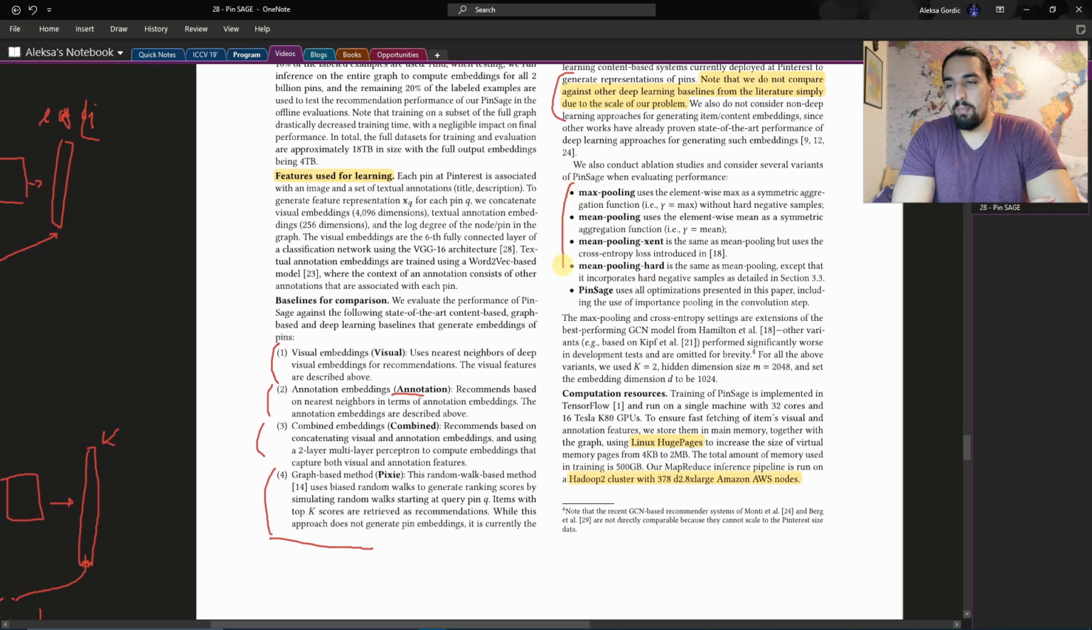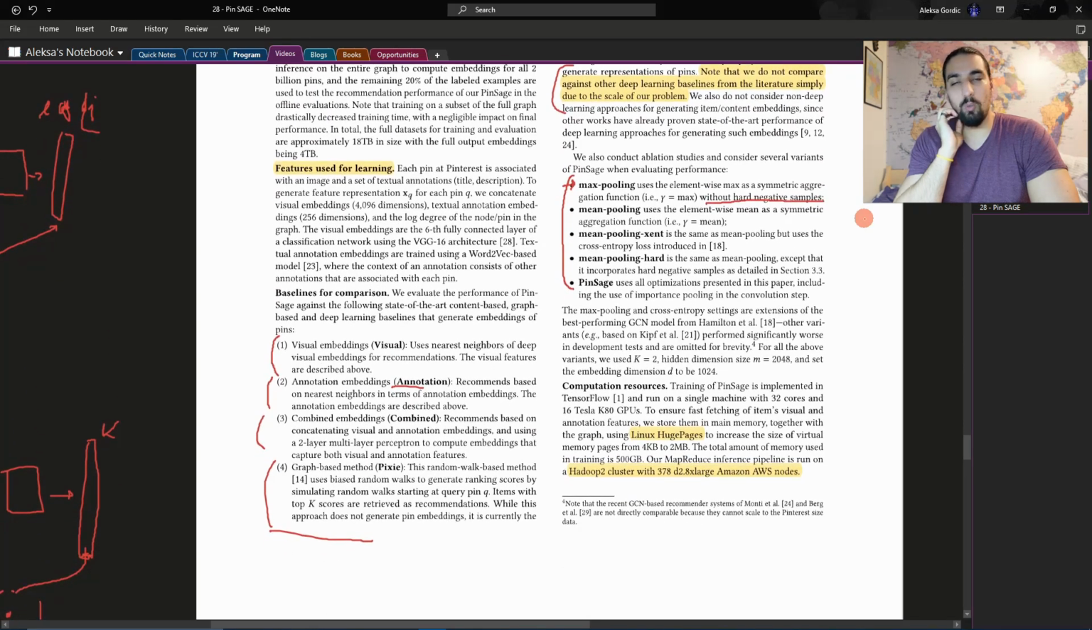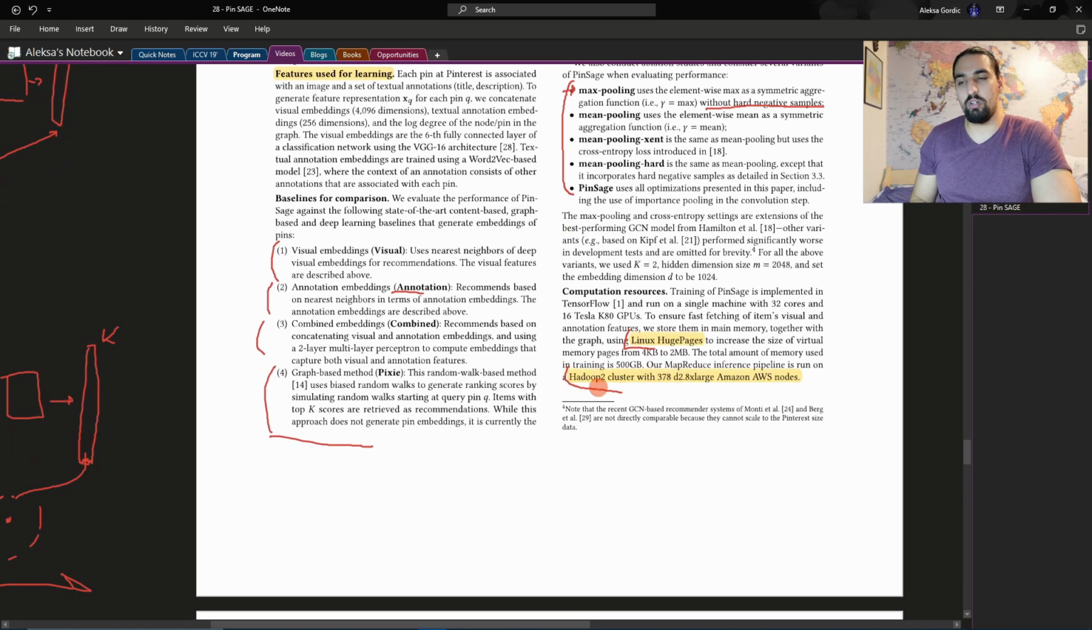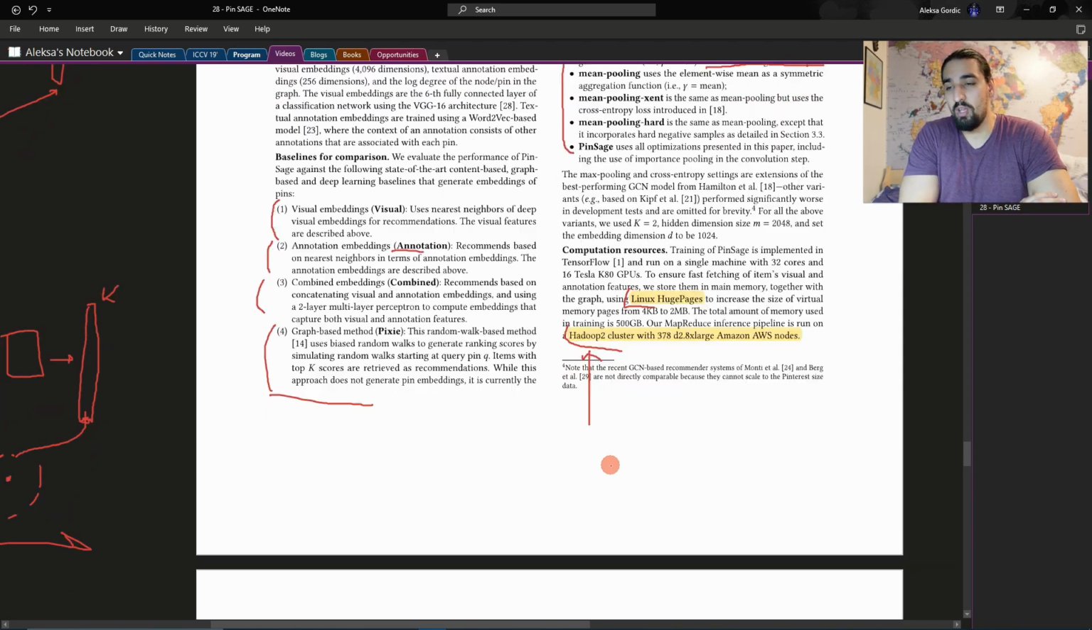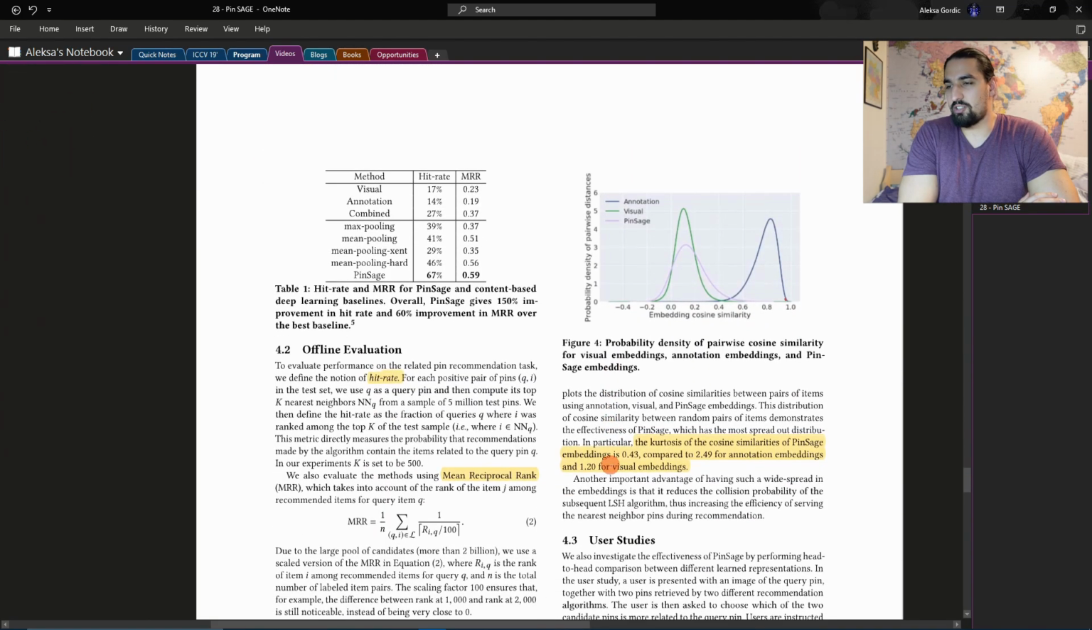Finally, they modify PinSage in a couple of ways and use those as baselines as well. So here, the max pooling one uses max pooling instead of importance pooling, and it doesn't use those hard negative samples which I showed you previously. So yeah, those are the baselines, and now we'll see the results. Again, some engineering details: huge pages, Hadoop, which is an open source implementation of the MapReduce framework, which I previously showed you and explained. So, yep, let's see the results.